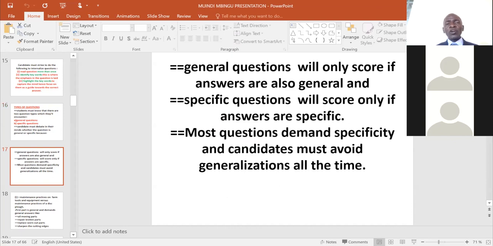General questions will only score where the answer is also provided in a general form. Specific questions will also earn you a mark only if your answers are specific. It is important to note that most questions are actually specific and therefore demand specific answers. Majority of candidates miss marks by giving general answers.